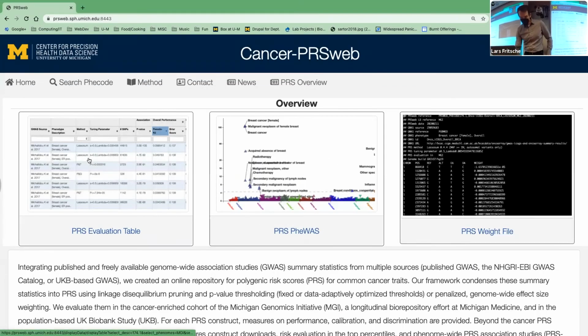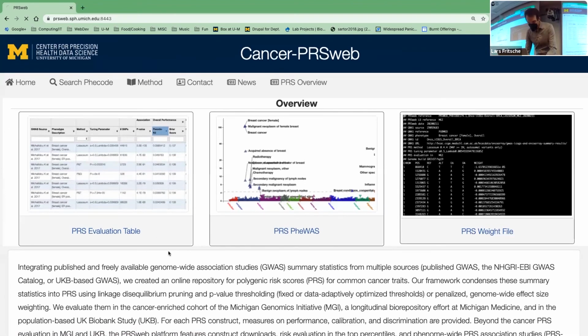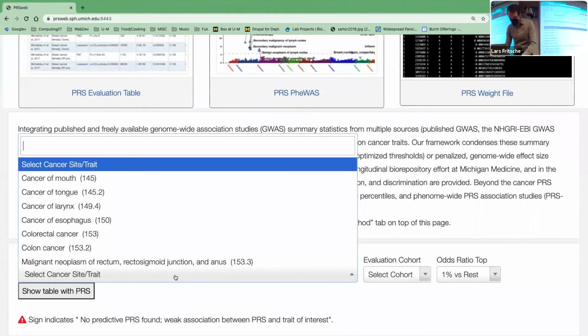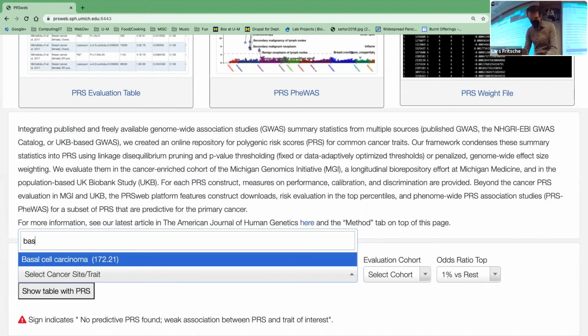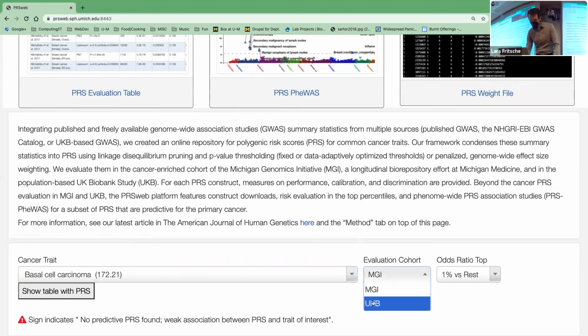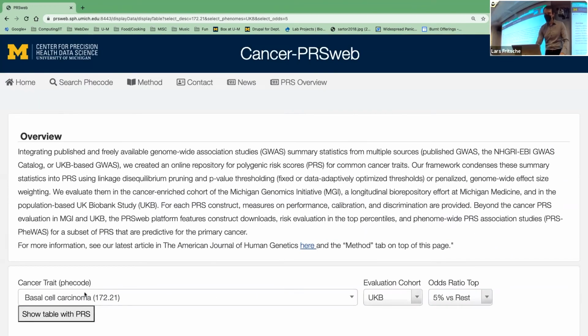Yes. So here, as I said, the key is to look at the selection menu that is not showing up. Here we go. One nice example that I know works well is, I think, basal cell carcinoma. And we want to look at this in the UK Biobank, let's say 5% versus rest. And so we want to look at this table. You can see the selection was very smooth. You could just type in a word and the phenotype showed up.